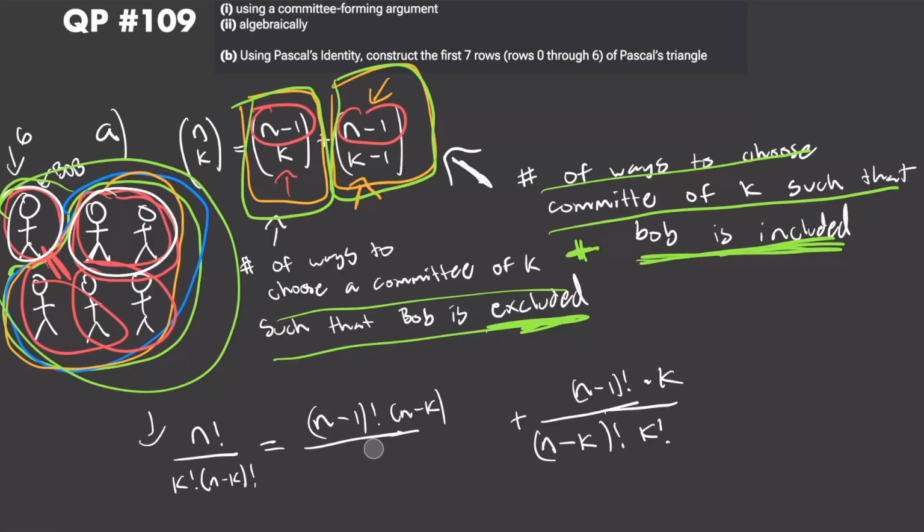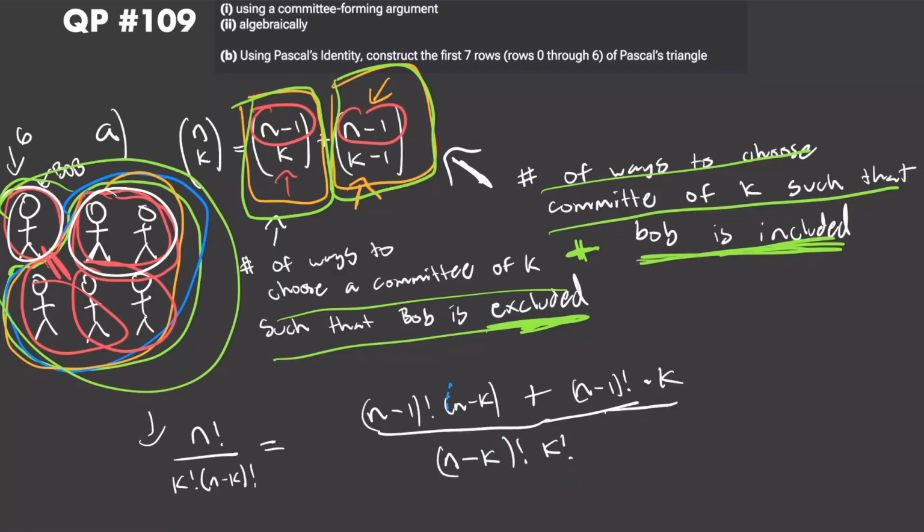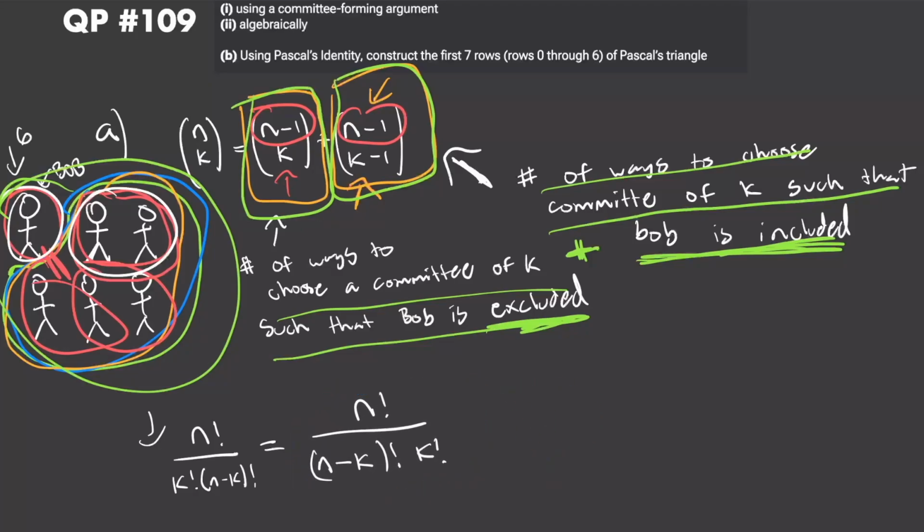Now we have a common denominator, so I can add up these fractions. You notice that when I do so, I'm going to get something that looks like this right here. Then when I distribute that n minus 1 factorial inside of this n minus k term, we're going to get n times n minus 1 factorial minus k times n minus 1 factorial, but we have an n minus 1 factorial times k that we're adding here, so these are basically going to cancel, and then on top, we're just going to be left with n times n minus 1 factorial. Then n times n minus 1 factorial is just going to be equal to n factorial.